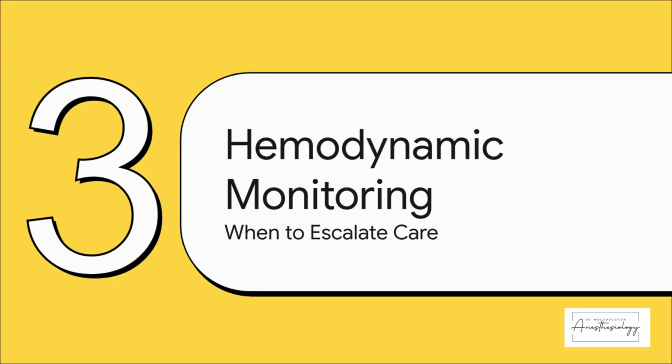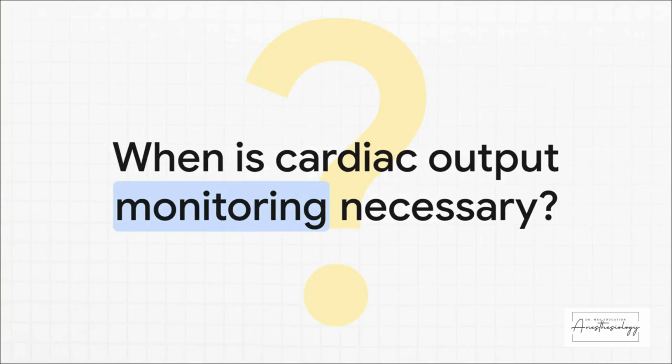So what about those patients who just aren't turning around with our initial therapies? The guidelines give us clear direction on when to escalate to more advanced hemodynamic monitoring. This is a crucial decision point. At what point do we say, okay, we need more data? When do we need to escalate to invasive cardiac output monitoring to really get a handle on the patient's underlying physiology?